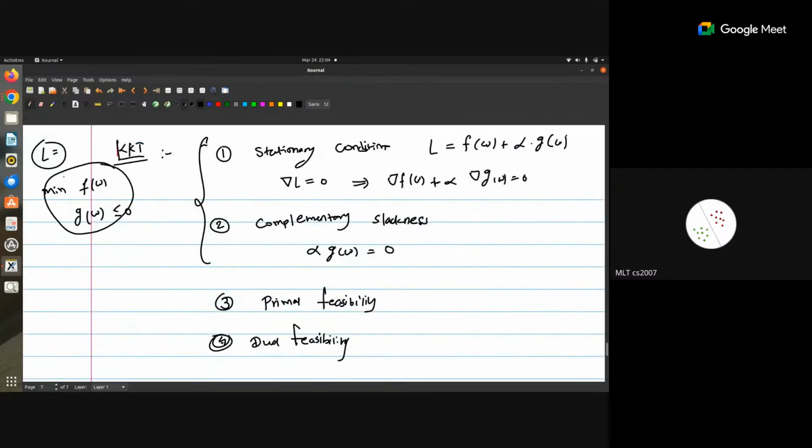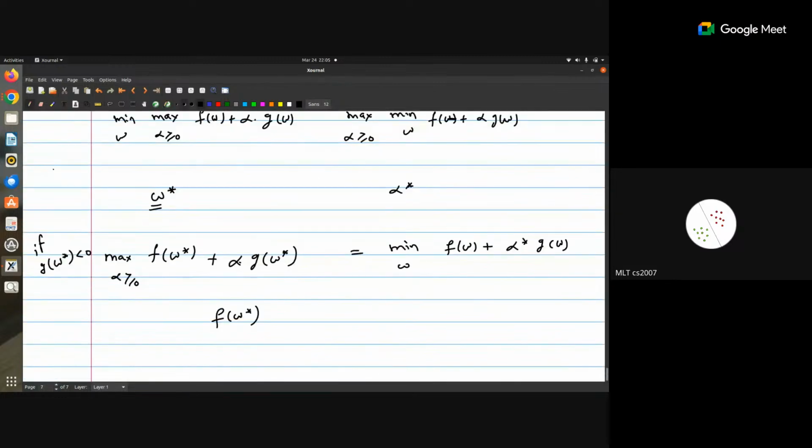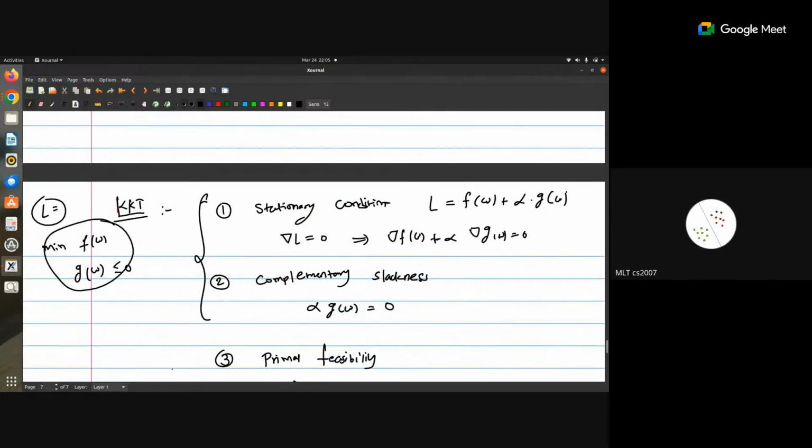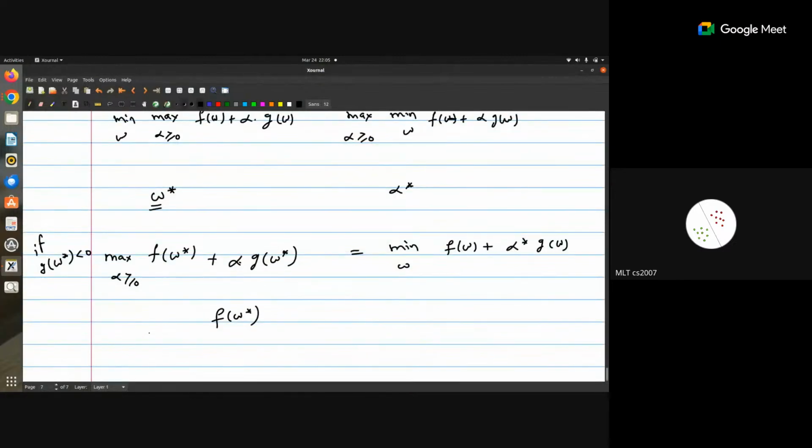Yes, sir. We were trying to do that, but we have not mentioned here that g of w star is negative, right? We constrained it. You only said so right now. Yes, sir. This is the problem we are trying to solve. This was the objective function and these were the constraints. Correct. All the constraints are in the format less than or equal to 0. If that is so, then definitely the maximum value of that function will be f of w star.